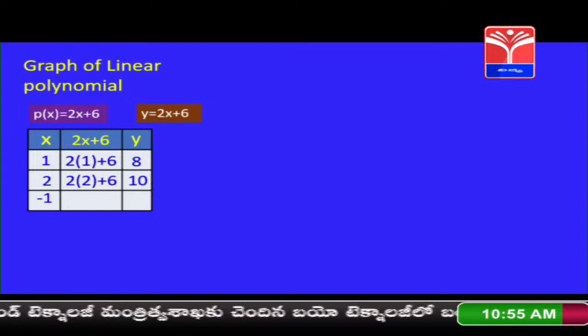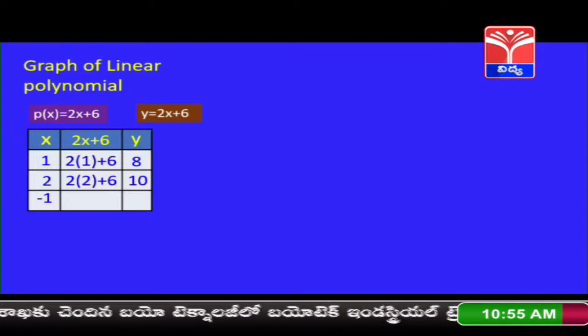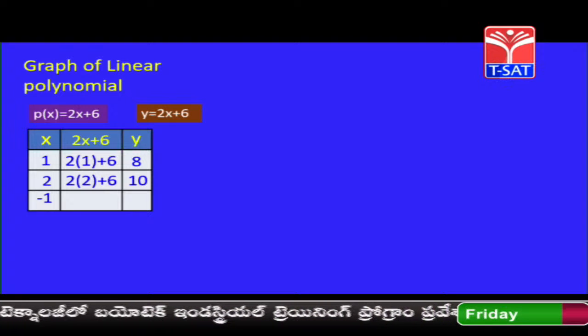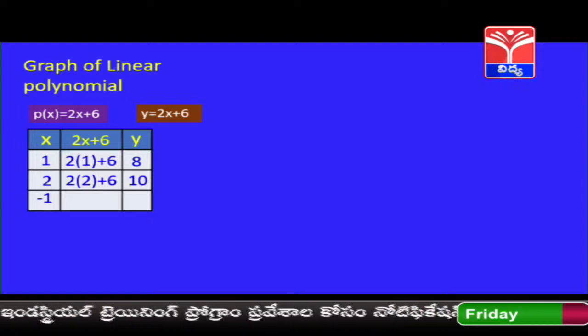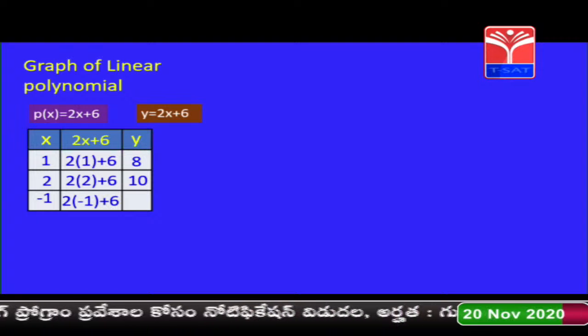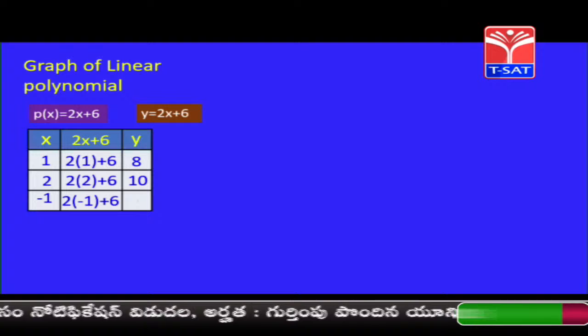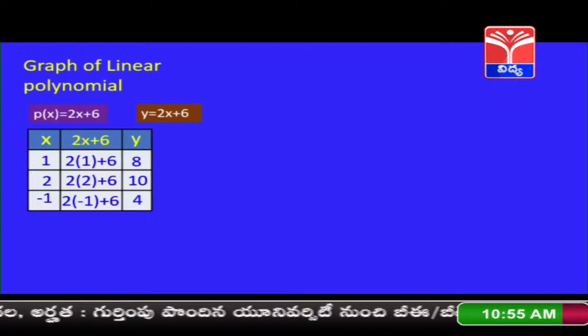Now try to write one negative value instead of x. X is equal to minus 1. Finish the answer. Okay children, now see the answer. 2 into minus 1 plus 6, that is 4 here.